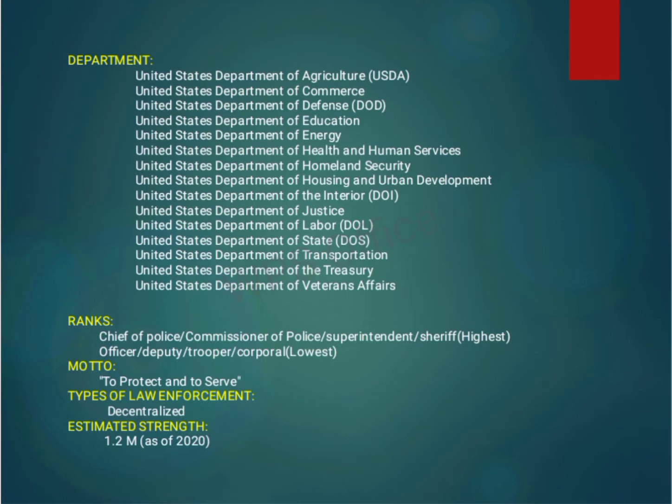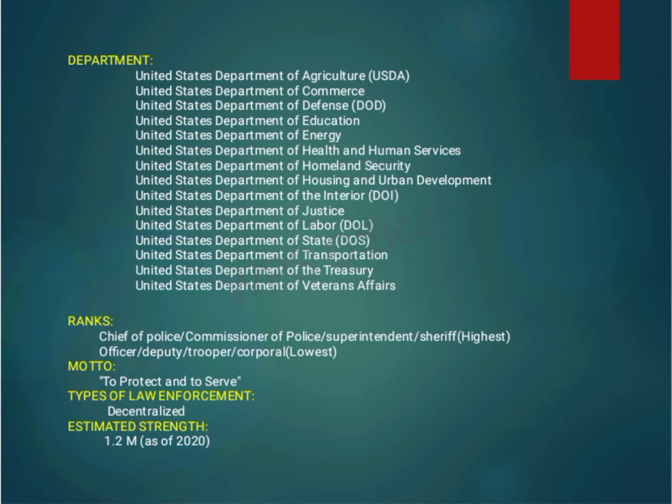Types of law enforcement: decentralized. What is decentralized? In a decentralized police system, responsibility for law enforcement is shared by various levels of government with specific assignments of duties and defined coordination.